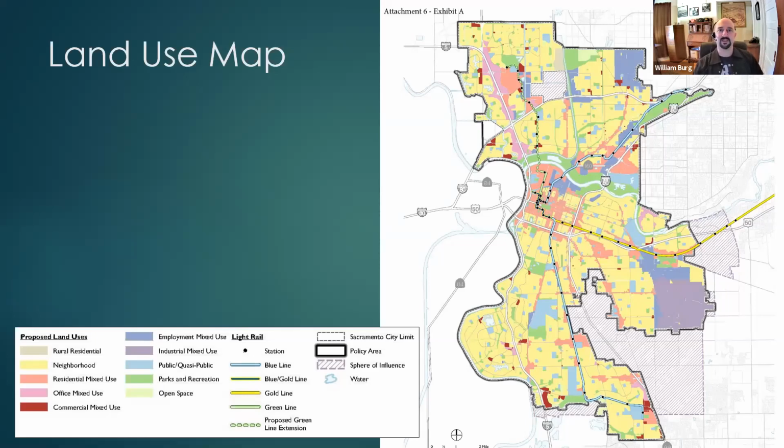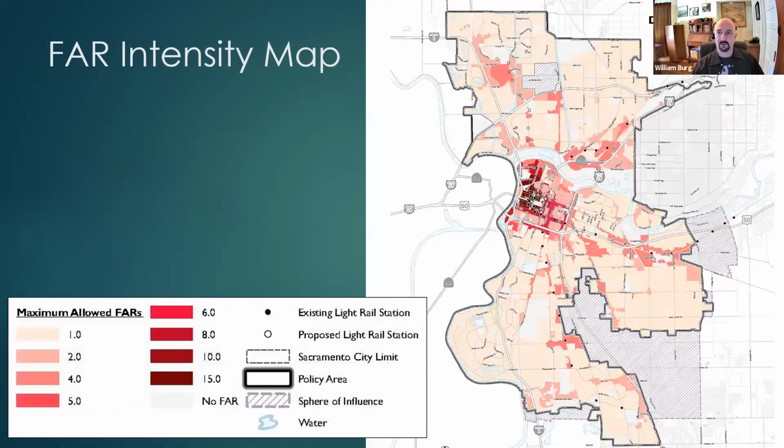But it does mean the intensity is higher. We talked about those red colors before. That's generally where you have the higher buildings, taller building heights. And that is measured with a separate map that goes with the land use map called Proposed Maximum Development Intensities. And again, they have this initial FAR, floor area ratio. We're going to talk about that in a minute.